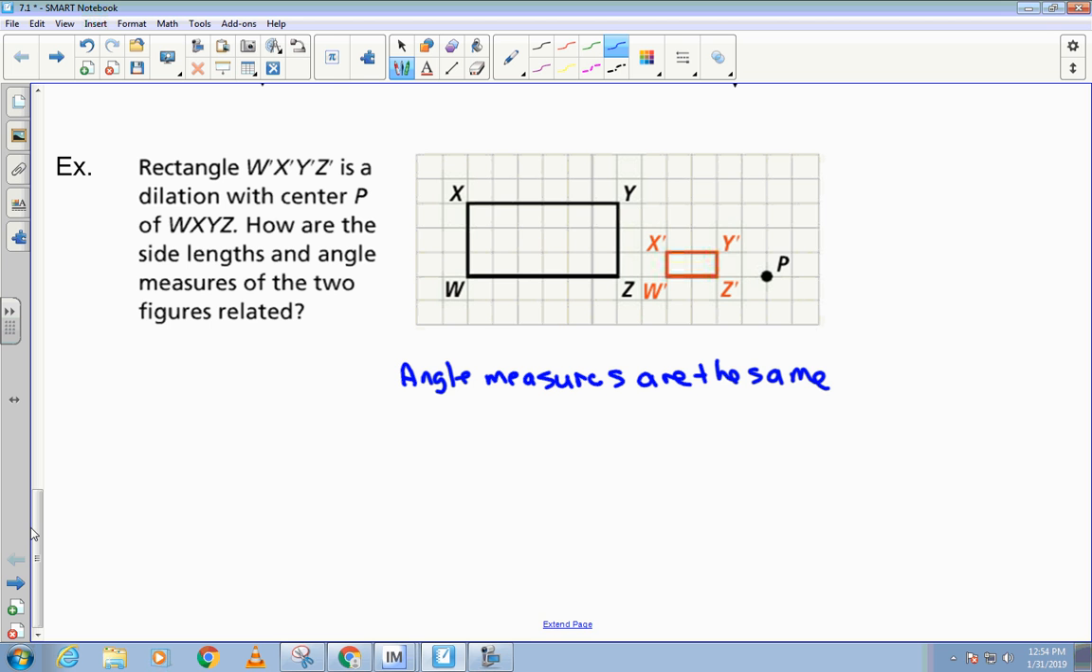So what do we notice about the side lengths? If I look at this right here, it's 2. This is 1, 2, 3, 4, 5, 6. This is 1, and this is 3.